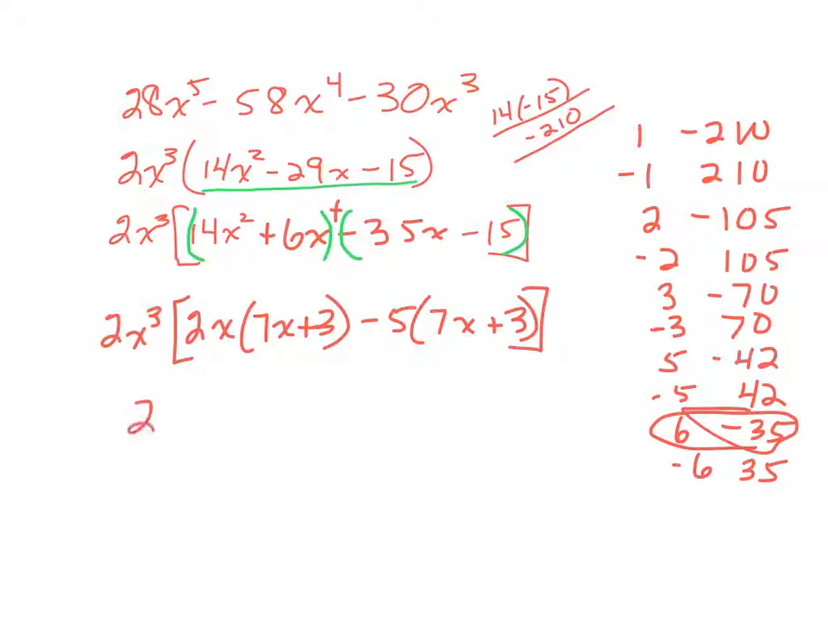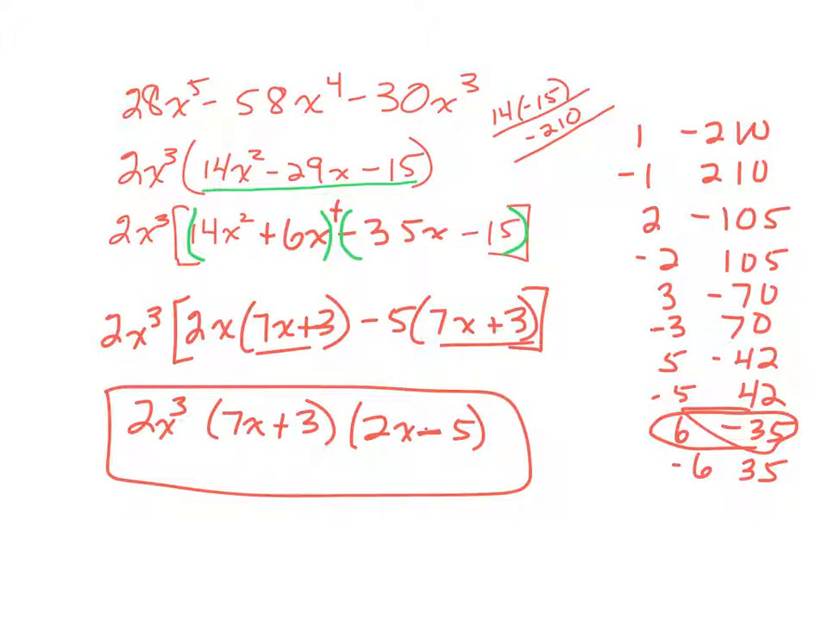Okay, so 2x cubed is part of my answer. 7x plus 3 is a factor in my answer. 2x minus 5 is the other factor in my answer. And I'm going to drop those brackets now because they'd be serving no purpose at this point. 2x cubed, 7x plus 3, 2x minus 5. What do you think of that? So what are you going to do? You're going to look for a common factor first. Okay? Every single problem, look for a common factor first.